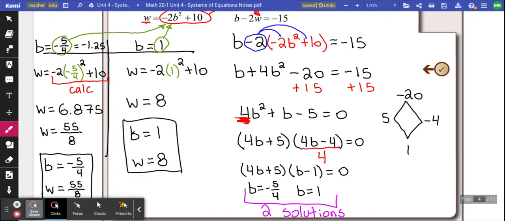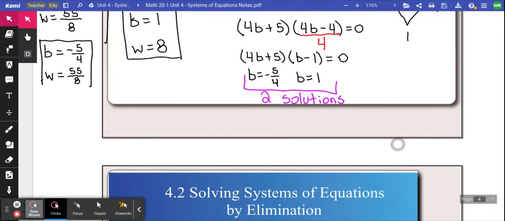That's two different solutions. That means this system of equations would have two different points in which they cross each other if you were to graph them. It means that they have two different b values that give you two different w values, but it works for both equations. Cool. You have now learned substitution with quadratics and linears.